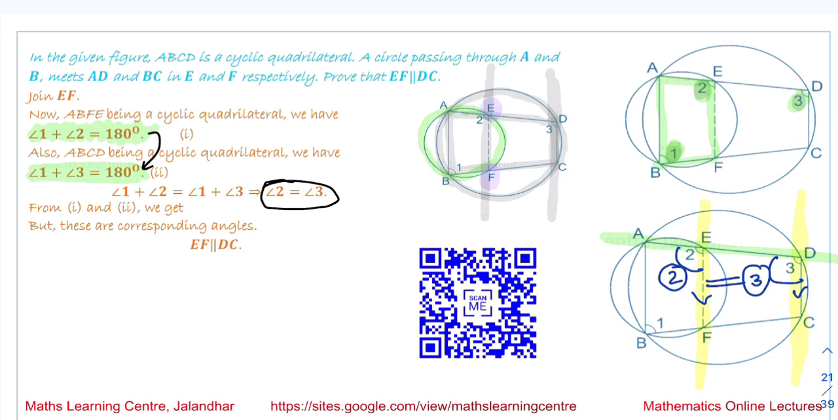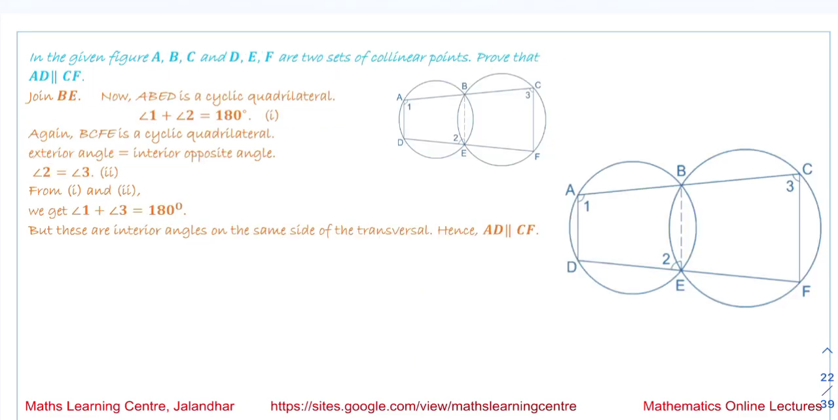Now next in this figure, it is given that A, B, C and D, E, F are two pairs of collinear points. Collinear points means A, B, C and D, E, F are straight lines. Further, we have circles on which these points lie, that is ABED is a cyclic quadrilateral and BEFC is a cyclic quadrilateral.